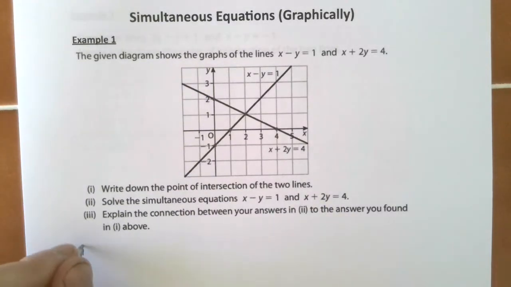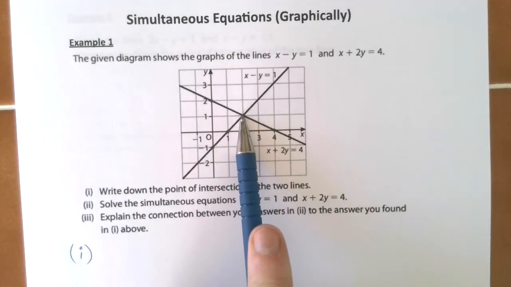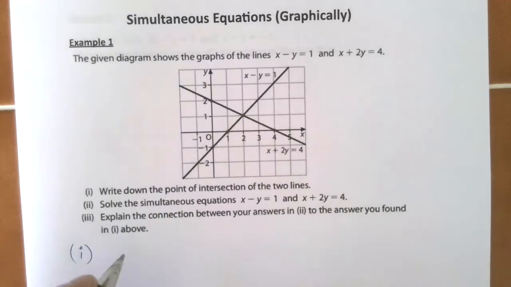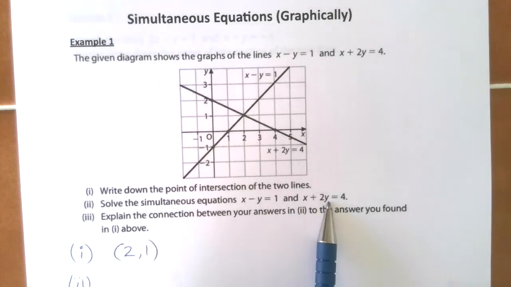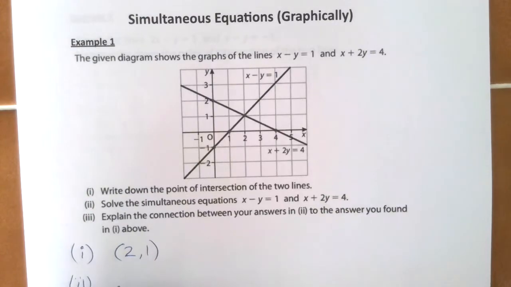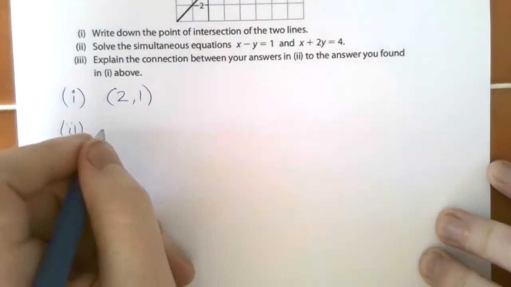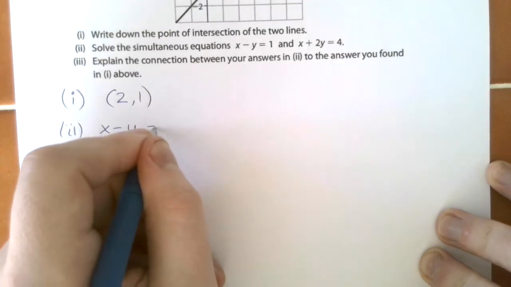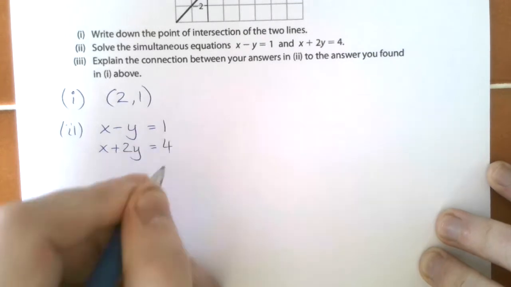Now to find the point of intersection between the two lines, you need to find it here, which you can see where they cross over, and that point is the point 2, 1. Second question, it says solve the simultaneous equations, which are the exact same two ones. So you're going to have to solve them using an algebra method. So solving them using an algebra method is going to be x minus y is equal to 1, x plus 2y is equal to 4.